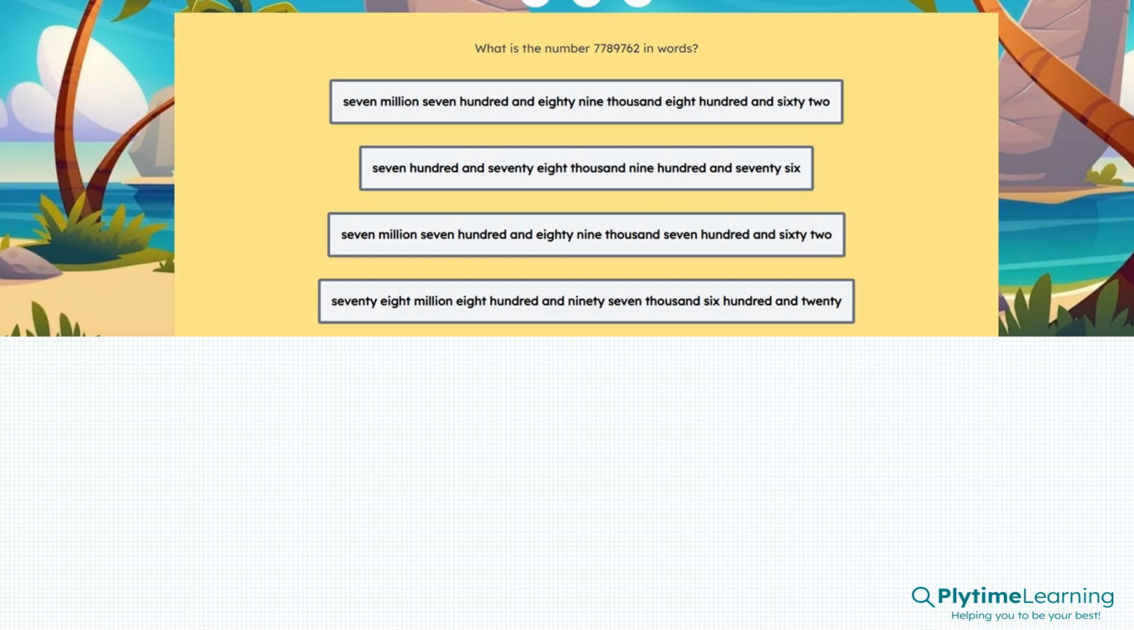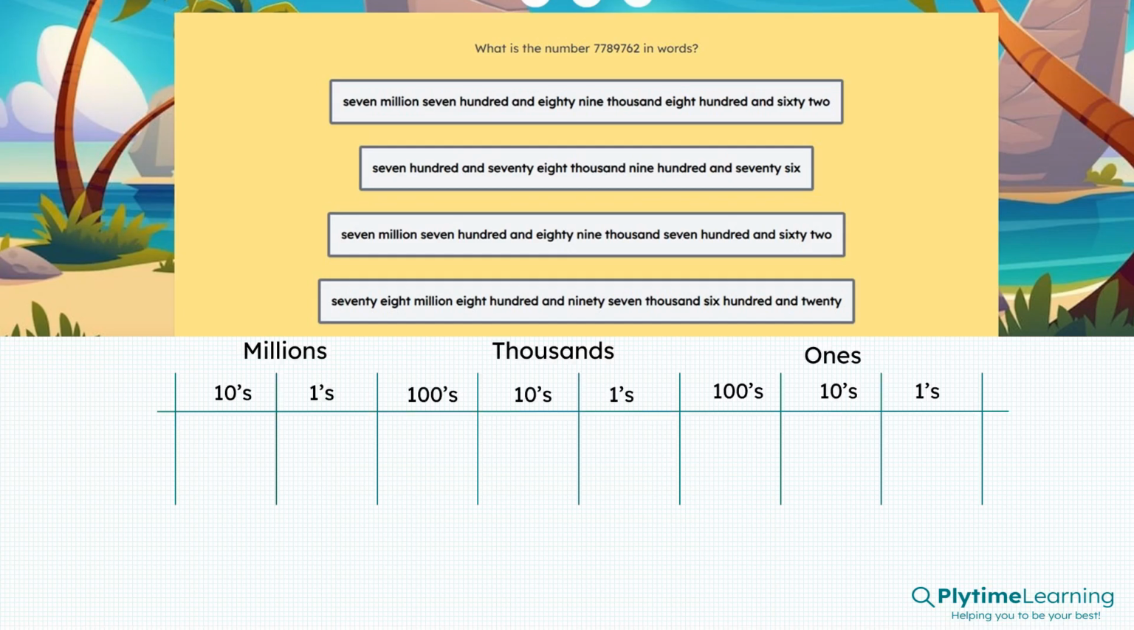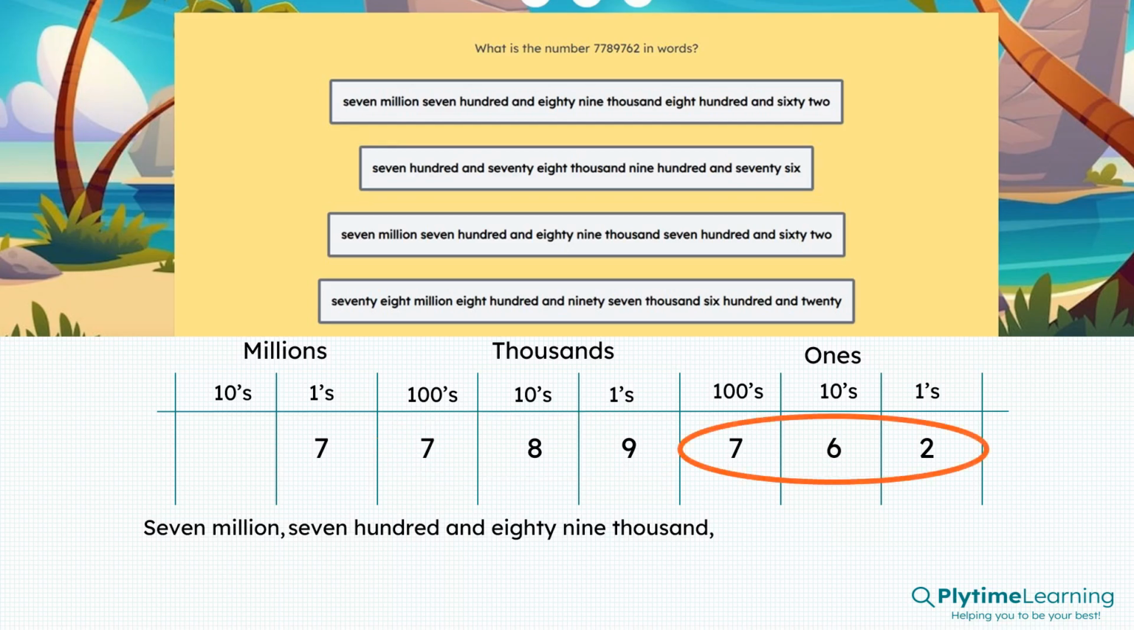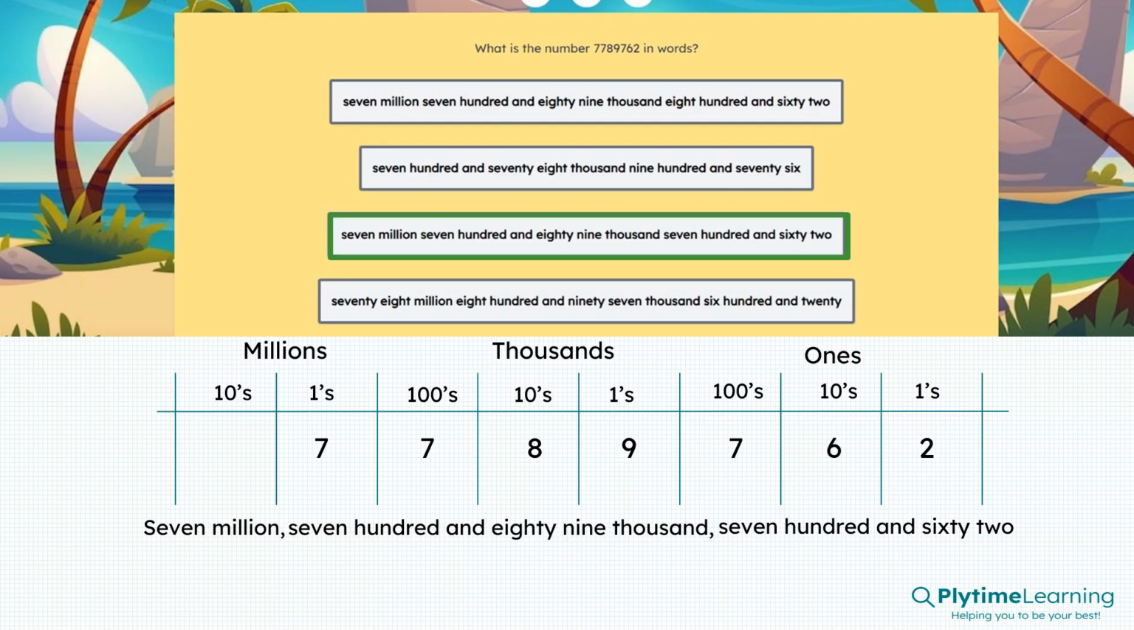What is the number 7,789,762 in words? Let's write the number. We look at the millions first. We can see we have 7 million. Then we look at the thousands. We can see we have 789,000. So we write 789,000. Then we look at the ones. We have 762. So we write 762. We look for the correct answer and we can see it's this one. This is the right answer.